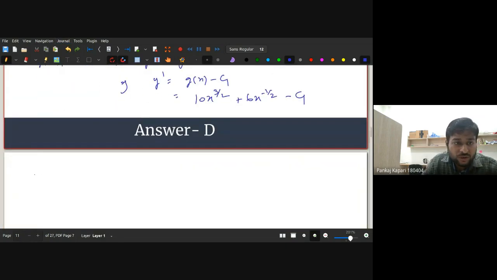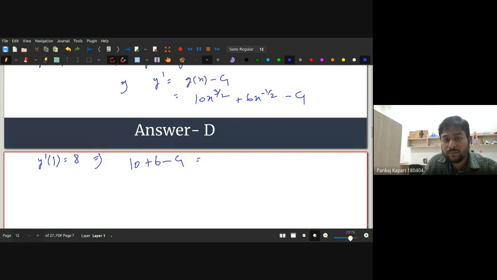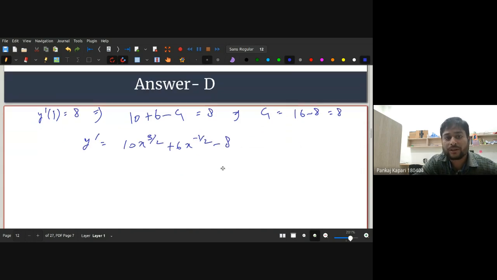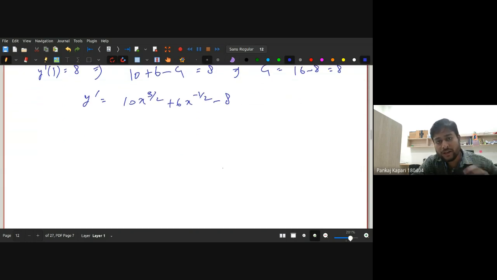Okay, so y prime at 1 equal to 8, that will imply that 10 plus 6 minus this constant must be equal to 8, right? And this will imply that c1 must be 16 minus 8, which is equal to 8. Okay, so now we have y prime. So y prime is equal to 10 x to the power 3 by 2 plus 6 x to the power half minus 8. Okay, now again we'll use the same process, the same method, to find y.